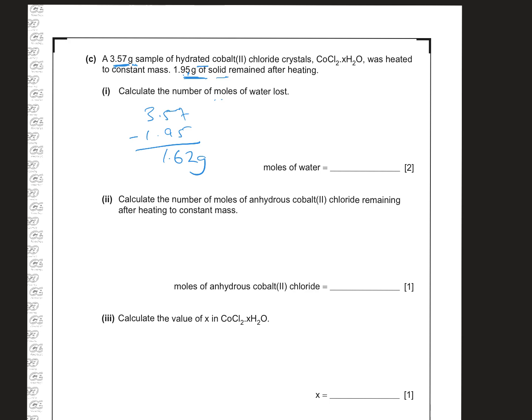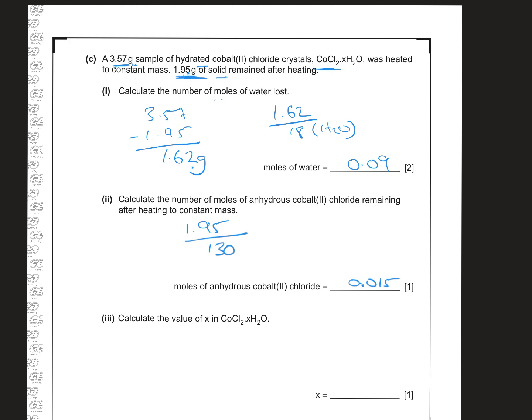So now what you have to do is convert this to moles. 1.62 divided by 18, remember that's H2O, and that works out to be 0.09. Part 2, calculate the number of moles of anhydrous cobalt 2 chloride remaining. Well, there are 1.95 grams remaining. So 1.95 divided by the MR, or the RFM, of the cobalt chloride, which is CoCl2, that's 130. So that's 0.015.